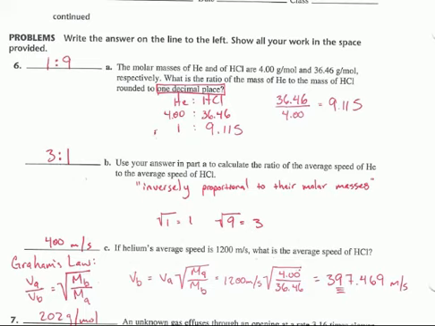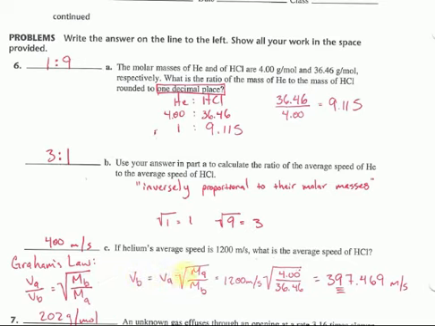And C, if helium's average speed is 1,200 meters per second, what is the average speed of hydrogen chloride? And so we've given you the speed of the helium. We're asking for the speed of the hydrogen chloride. Remember that Graham's law is the velocity of A divided by the velocity of B is equal to the square root of molar mass of B divided by molar mass of A. We simply solve for velocity of B, because in this case, A is helium. We know what A is. We're going to solve for the velocity of B.